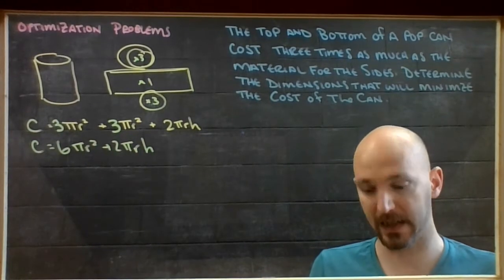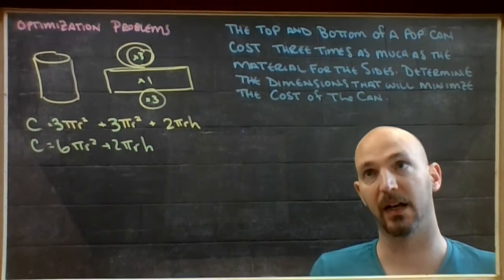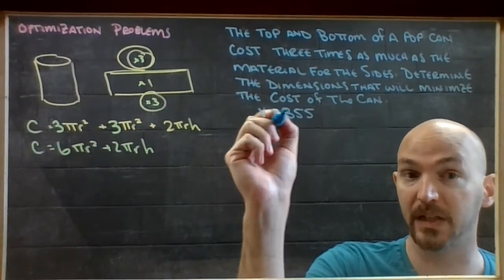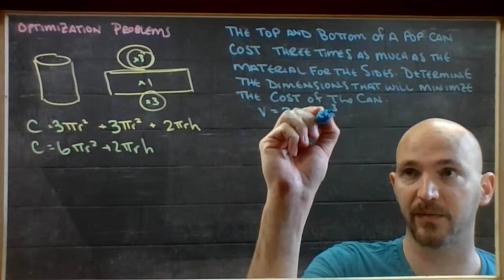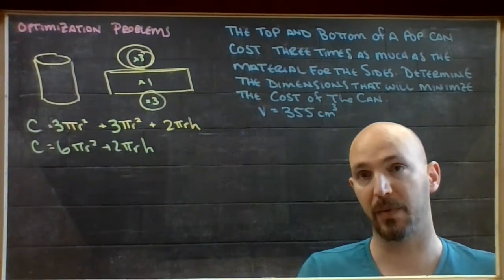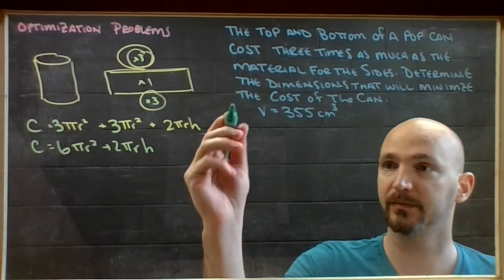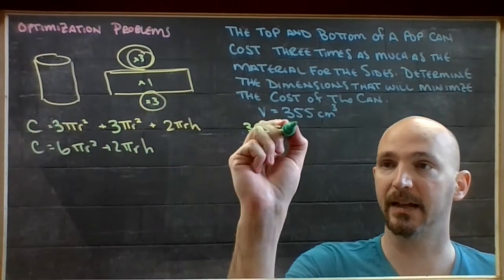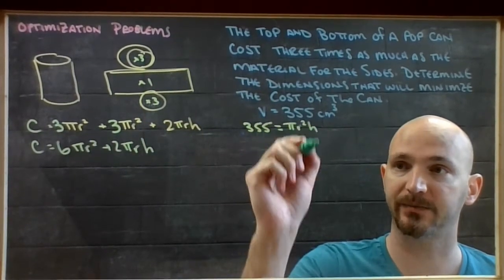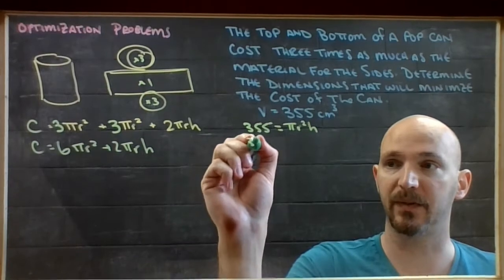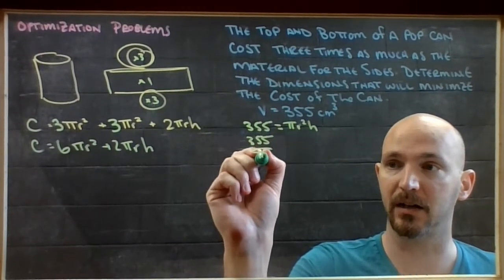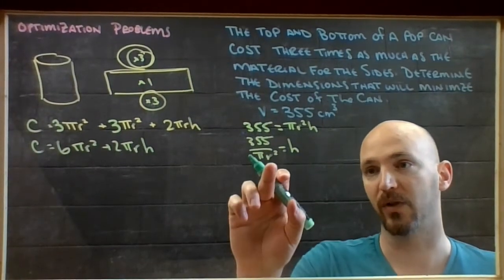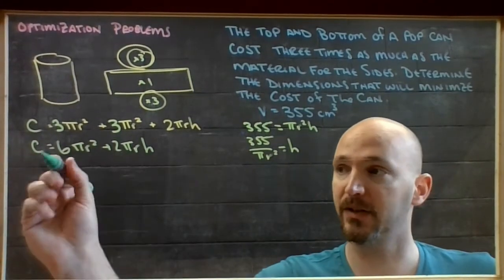Okay, and we need a constraint on this. So pop can volume is 355 milliliters, which is the same as 355 cubic centimeters. So we'll pop that in for our volume. Volume of a can is pi r squared h. So 355 divided by pi r squared equals h. I'm going to drop this constraint into my cost equation.